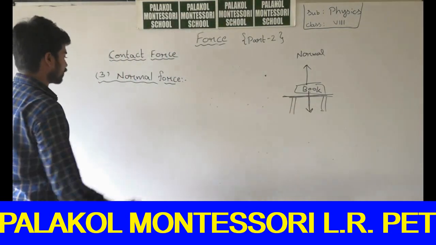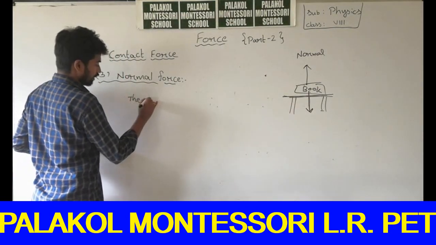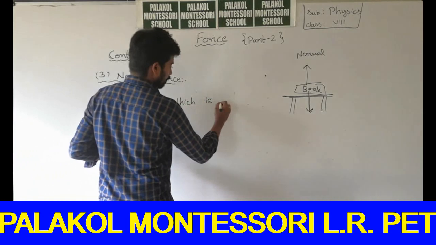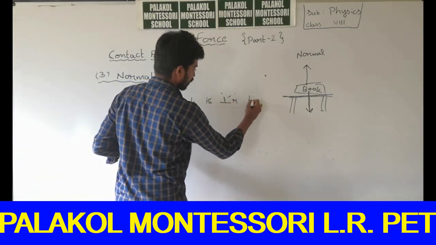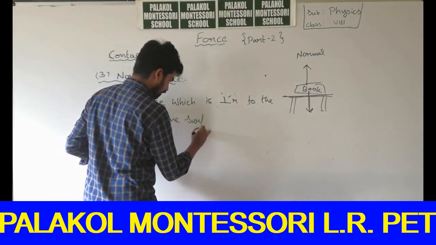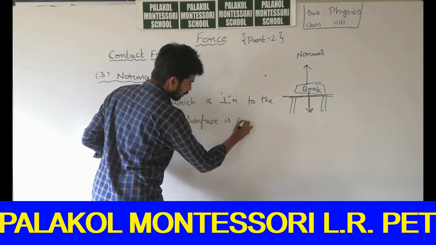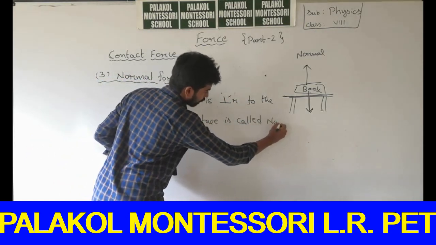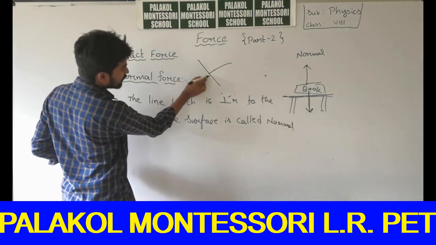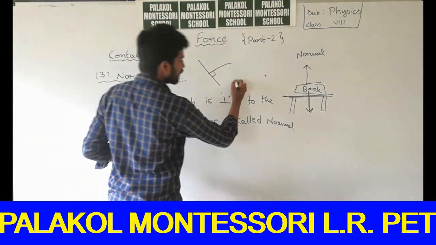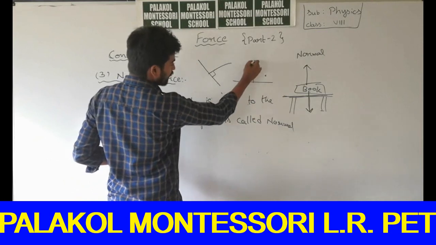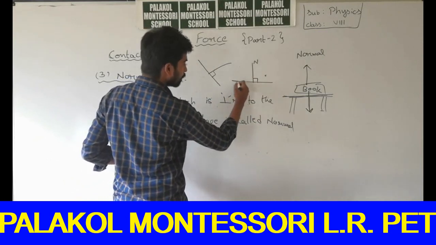Let us write what is normal first. What is normal? The line which is perpendicular to the plane surface is called normal, or normal line. So, if this is the plane surface, this is the normal line. Why? Because this line is making a 90 degree angle here. Normal line is the line which is perpendicular to the plane surface.